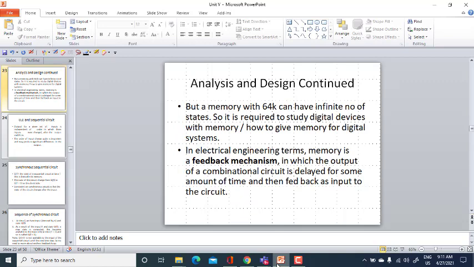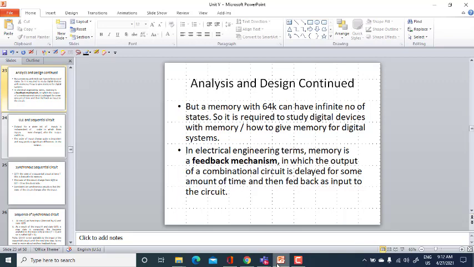So coming to the analysis and design, again, instead of a coffee dispenser machine, we have a 64 kilobyte memory. Assume the memory as a page of a notebook, and each line of memory can store 8 bits. If you have 64k lines, how many bits can you store, and how many states do you have? That sort of memory is nothing but an infinite state machine. Though we can call it finite with 64k, designing this sort of state machine is difficult. So we need to know how to design these digital logic devices with memory, or how to give memory to digital systems.